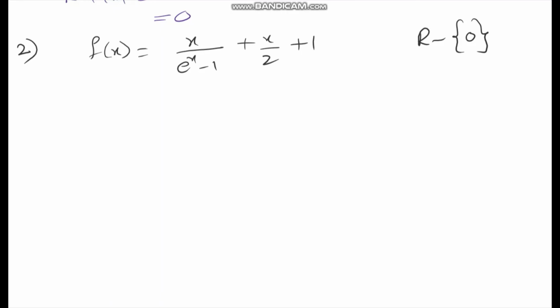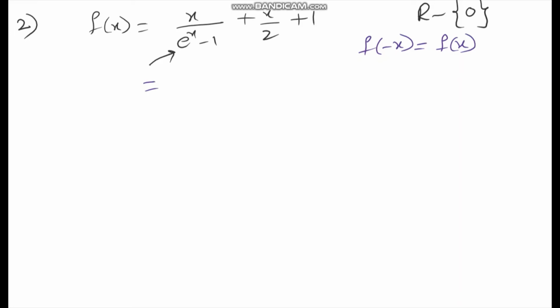If x = 0, then this will be 1 minus 1, which is 0, which will be not defined. So this function we need to prove is an even function, nothing but f(-x) should be equal to f(x).